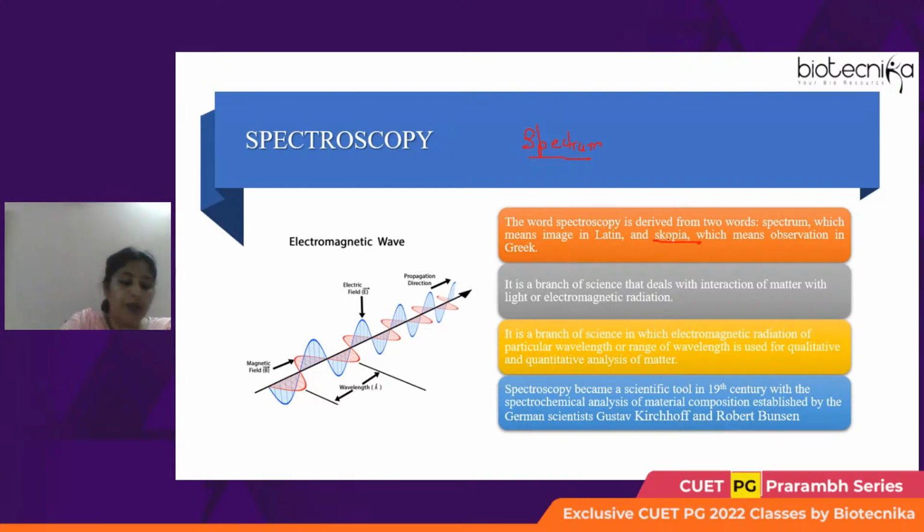So spectroscopy is a branch of science which deals with the interaction of matter with light. Matter is what? Anything which has mass and occupies space. So it can be any biomolecule like DNA or protein, right? Here you study what happens when light interacts with matter. When light interacts with matter, several phenomena happen: either the light will be absorbed, transmitted, or scattered. This is what we study in spectroscopy, and it's both a qualitative and quantitative technique.